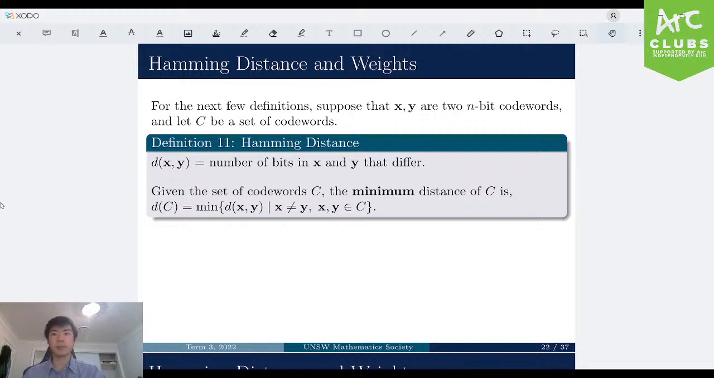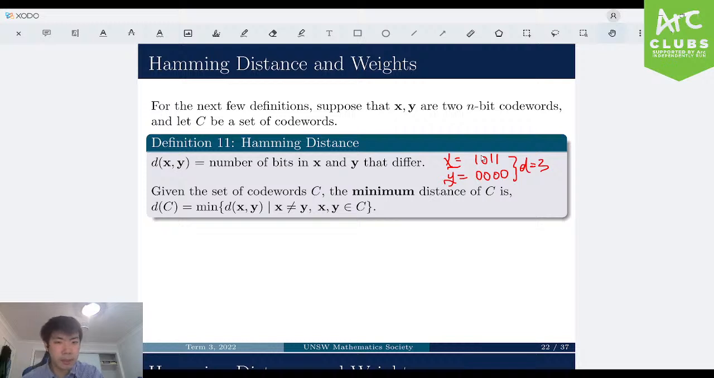All right, so Hamming distance is denoted by D with the parameters x and y, and it's equal to the number of bits in x and y that differ. So for example, if x is equal to the code 0, 1, 1, 1, 0, 1, and y is equal to 0, 0, 0, 0, then the distance between x and y is 3, because they differ in 3 positions.